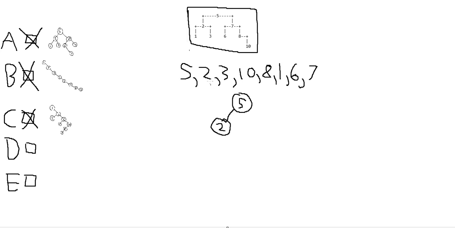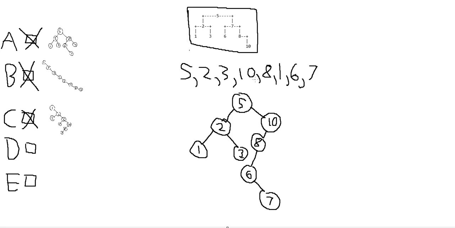To the left of the 5, we insert the 2, because 2 is less than 5. 3 is less than 5, then is greater than 2. So we insert the 3 to the right subtree of 2. 10 is greater than 5. 8 is greater than 5, but less than 10. 1 is less than 5 and less than 2. 6 is greater than 5, less than 10, and less than 8. 7 is greater than 5, less than 10, less than 8, and greater than 6.